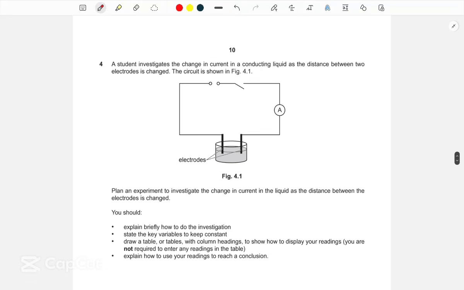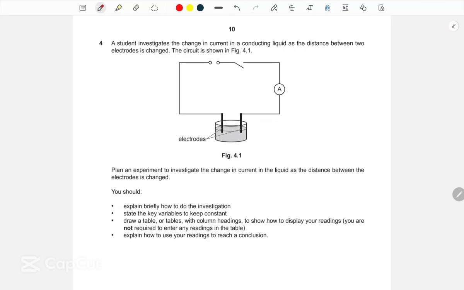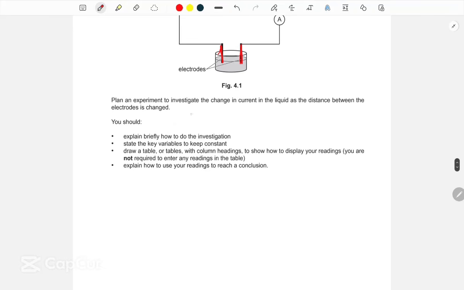Now this one is electricity. A student investigates the change in current in a conducting liquid as the distance between two electrodes is changed. The circuit is shown in figure 4.1. So basically we have two electrodes here, and the student wants to investigate how changing the distance between the electrodes affects the current. So plan an experiment to investigate this. You should explain briefly how to do the investigation.